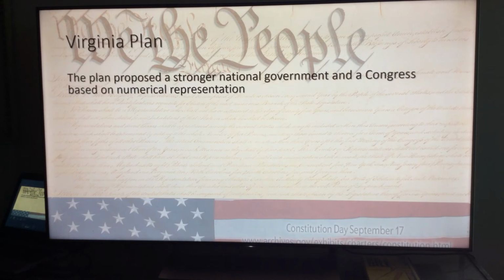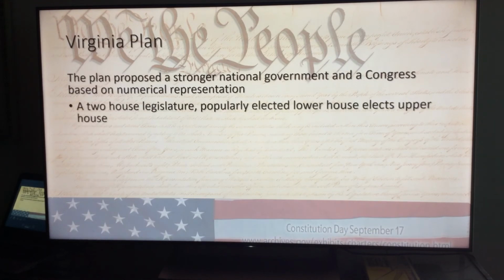That means the bigger the state population, the more representatives you're going to have. Of course, Virginia has the largest population, so they will have the most representatives. Is that fair for states that have small populations? No. Are small states going to go with that? Probably not.